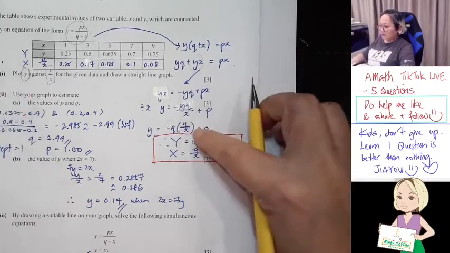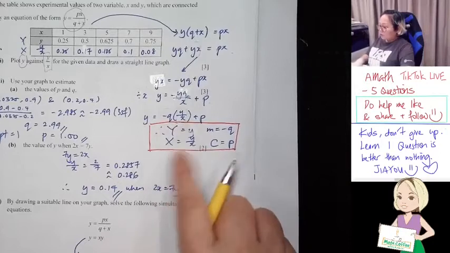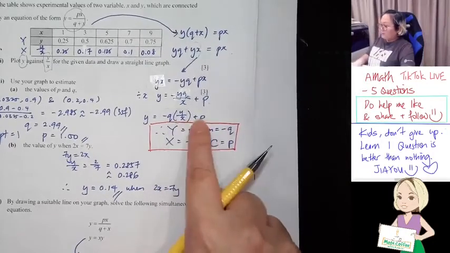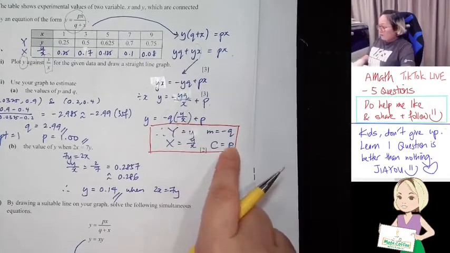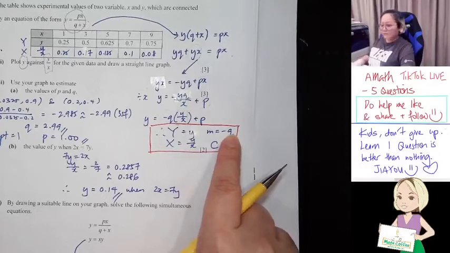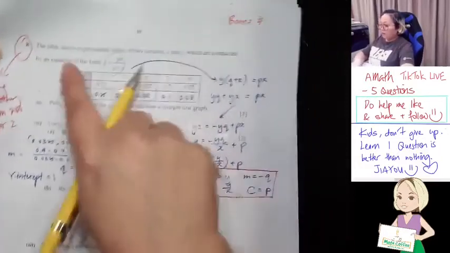my big X. So I will write here, my big Y is Y, my big X is Y over X, my gradient is minus Q, my big C is P. You see that? My gradient is minus Q, not just Q easily. Understand? So this is important. Then after that, you can happily go and plot out your graph.